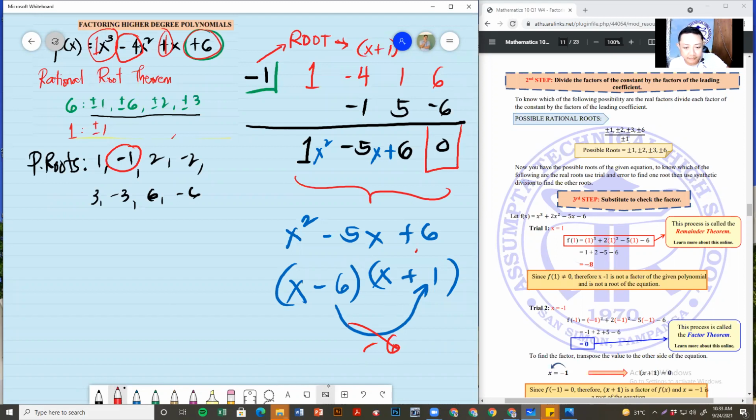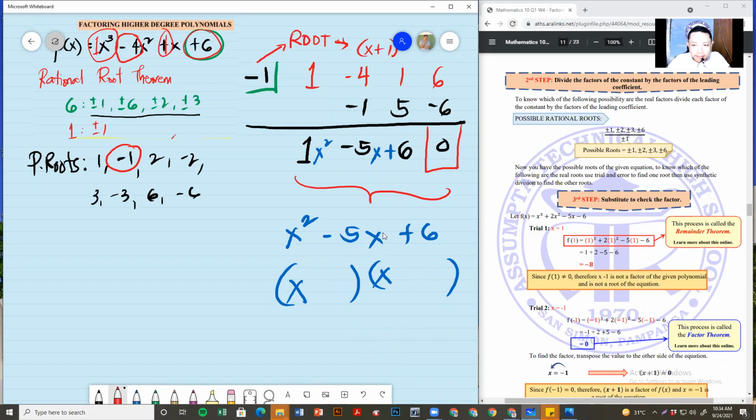Did you see that? When we combine this, negative 6 and 1, it's negative 5x. It fits the middle term. However, negative 6 times 1 is negative 6, which should be positive 6. If they do not match, we have wrong factors. Cannot be. Wrong. So, 6 and 1 is not possible.